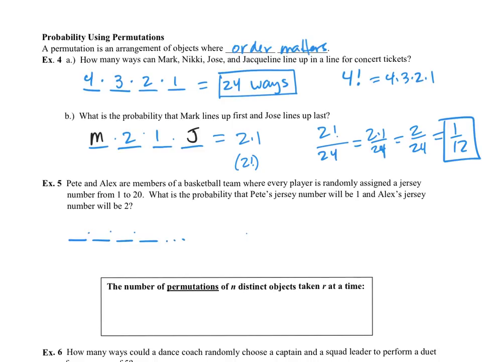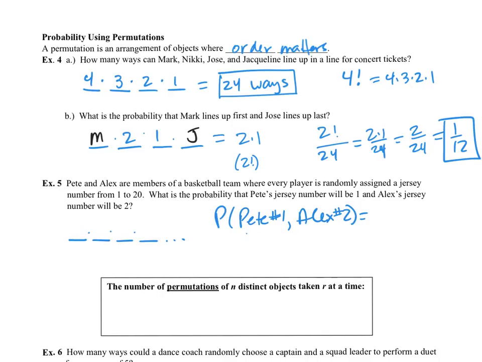Okay, so the probability of Pete, this P with parentheses is a way of saying probability of, the probability of Pete randomly getting jersey number 1, so Pete number 1, and Alex randomly getting jersey number 2. Well, let's count all the ways that could happen. Well, if Pete has number 1 jersey, oh, that's supposed to be a, let me erase that.